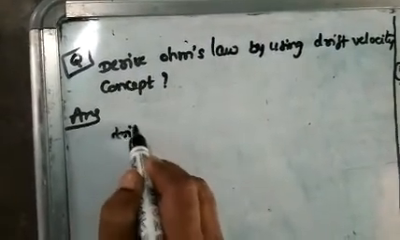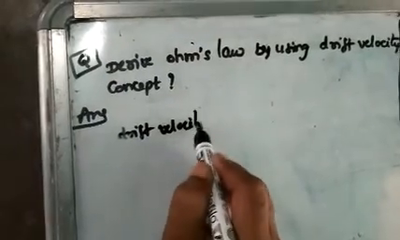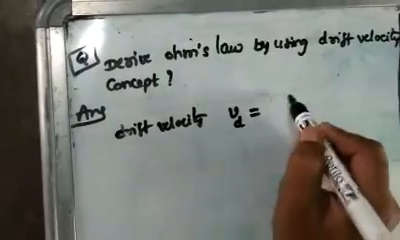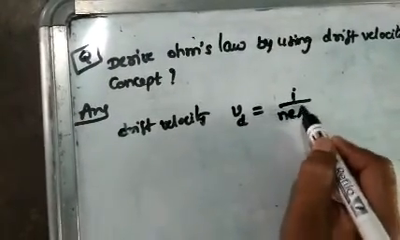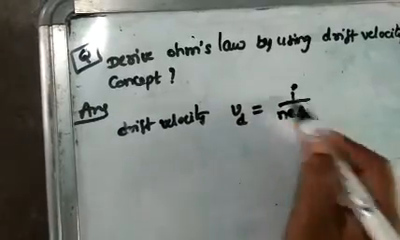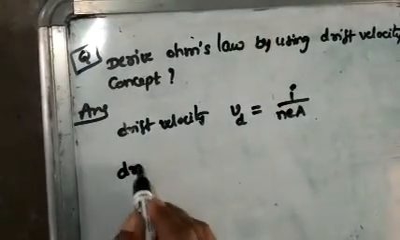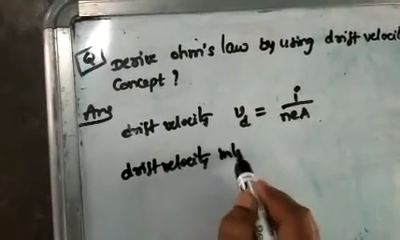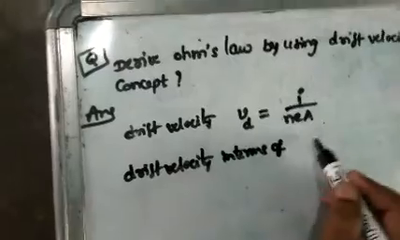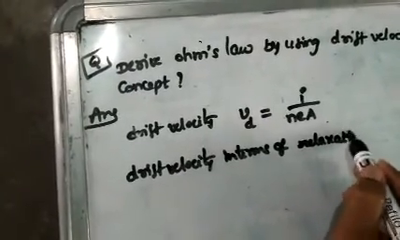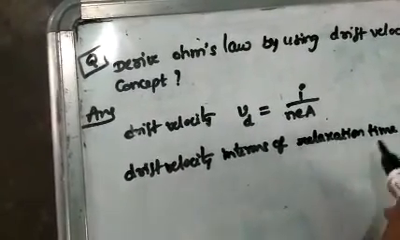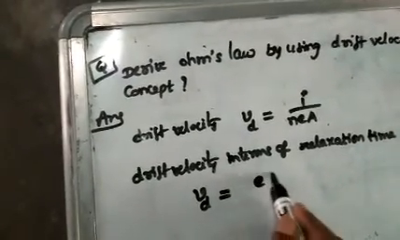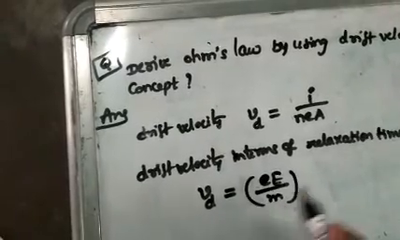So we know drift velocity. If you remember in the previous class, drift velocity is related to the electric current: Vd is equal to I by nEA. And drift velocity in terms of relaxation time is also one of the derivations we know. Vd is equal to, if you remember, eE by m of tau.